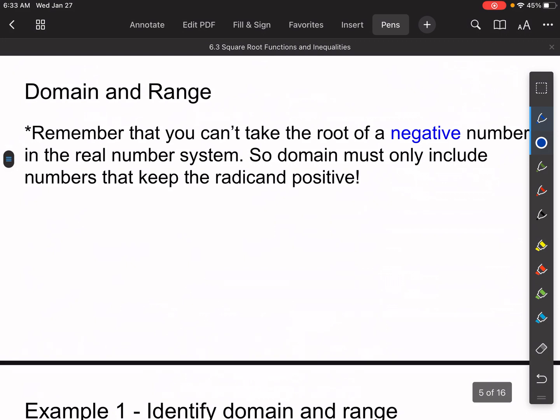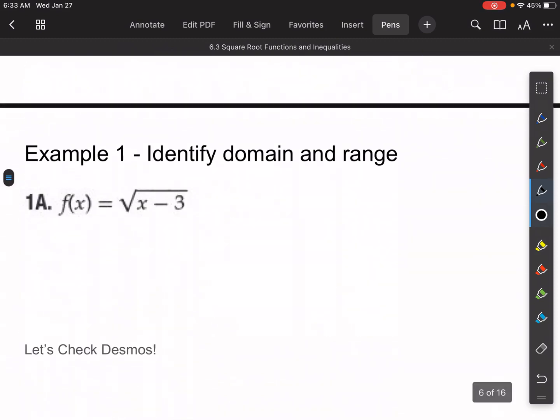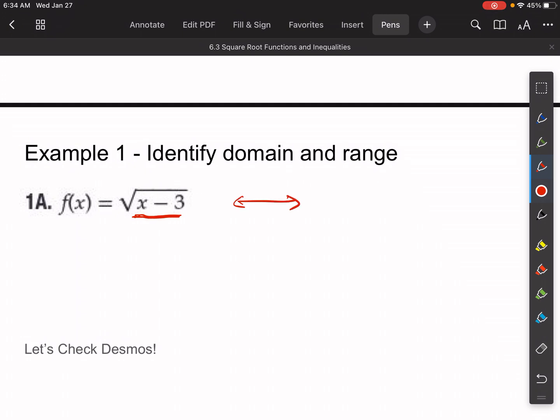So the domain and the range. Remember that you can't take the root of a negative number in the real number system. So the domain must only include numbers that keep the radicand non-negative. We begin with whatever makes what's inside the radical positive. This thing has to stay positive. So for example 1, notice here we have x minus 3 inside of the square root function. Remember that whenever we have something inside a function, it shifts things on the graph left or right.